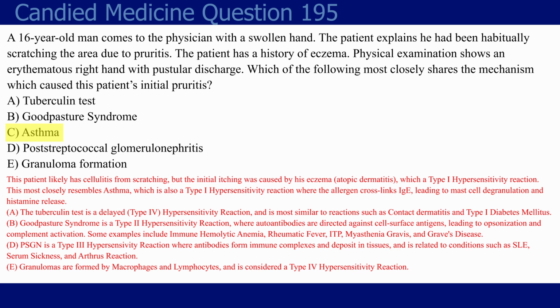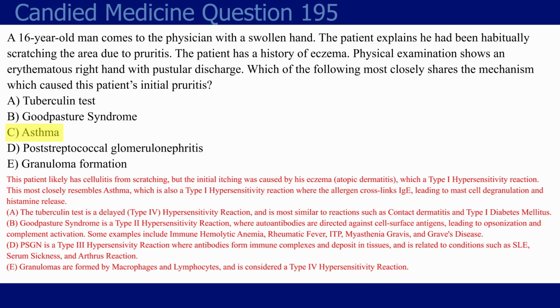Choice D, post-streptococcal glomerulonephritis. PSGN is type 3 hypersensitivity, so immune complex formation depositing in tissues. So as far as things on step 1 that you'll see, that is type 3 hypersensitivity. Of course, SLE. A lot of manifestations of SLE is because of immune complex deposition. There's serum sickness, which is often caused by various medications. You have immune complex formation around certain proteins, and it can cause a fever, rash, joint pain. It's kind of non-specific. I don't think they've ever actually tested being able to diagnose serum sickness necessarily, but you do need to know it's type 3 hypersensitivity.